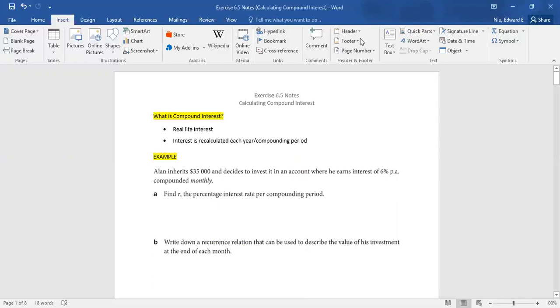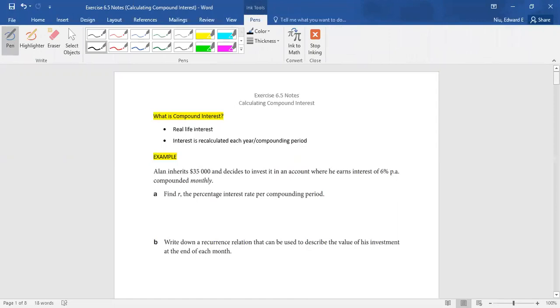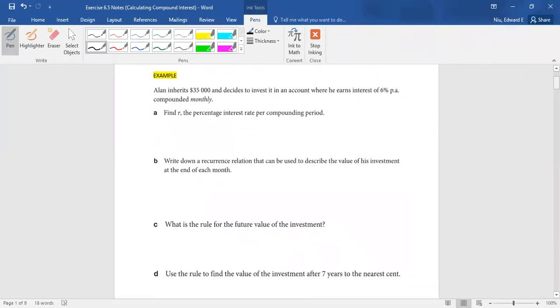So here we've got Alan. Alan inherits $35,000. So inherit means gains. So someone passed away or handed him $35,000 for whatever reason, and Alan decides to invest it in an account where he earns 6% per annum, or per year, and it's compounded monthly.